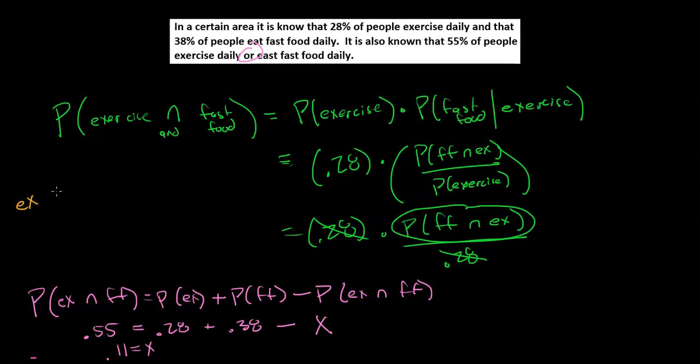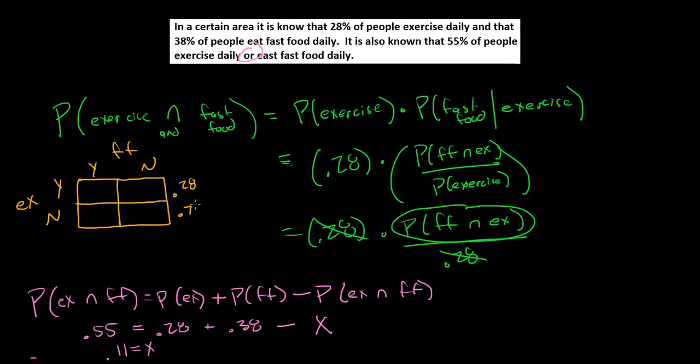Now, if this is causing you any kind of angst, here is another way that you could do this problem. You could think about exercising as a yes or no, and then you could think about fast food as a yes or a no, and you're basically going to make a little table here and fill everything in. So we know that 28% of people exercise. Complement rule says 72% do not. We know that 38% eat fast food. Complement rule tells us that 62% do not.